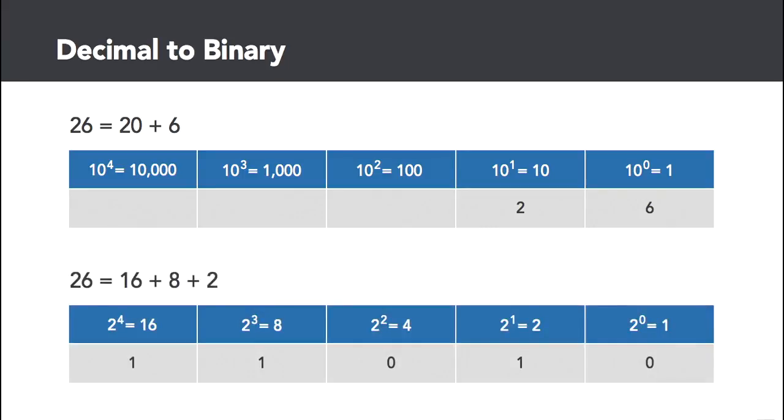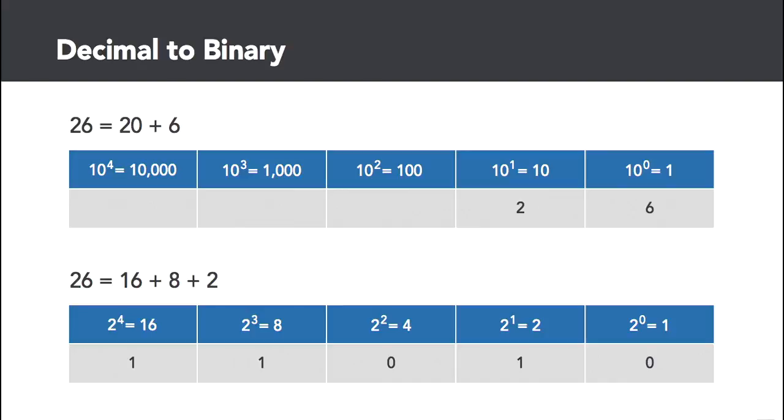Now the same number 26 in binary is 11010, which is 1 in the 16s column plus 1 in the 8s column plus 0 in the 4s column, 1 in the 2s, and 0 in the 1s. So if I add 16 plus 8 plus 2, I get 26.